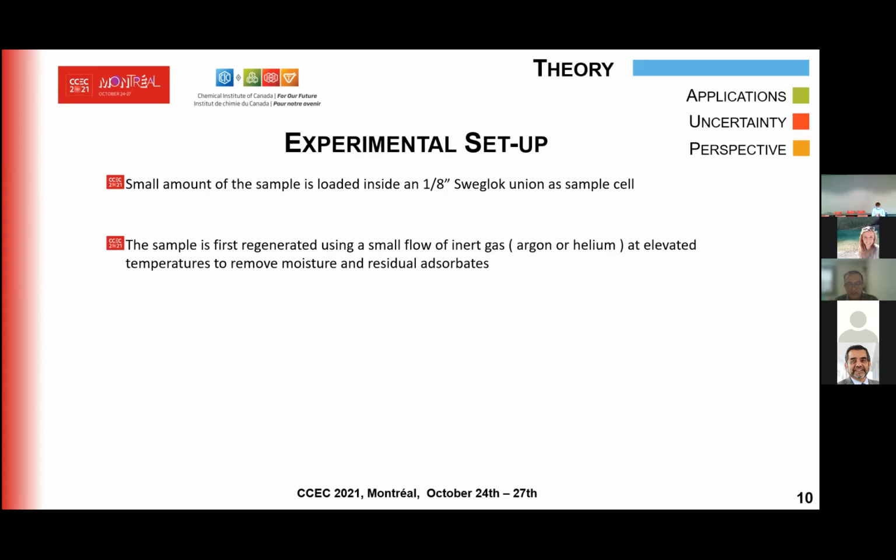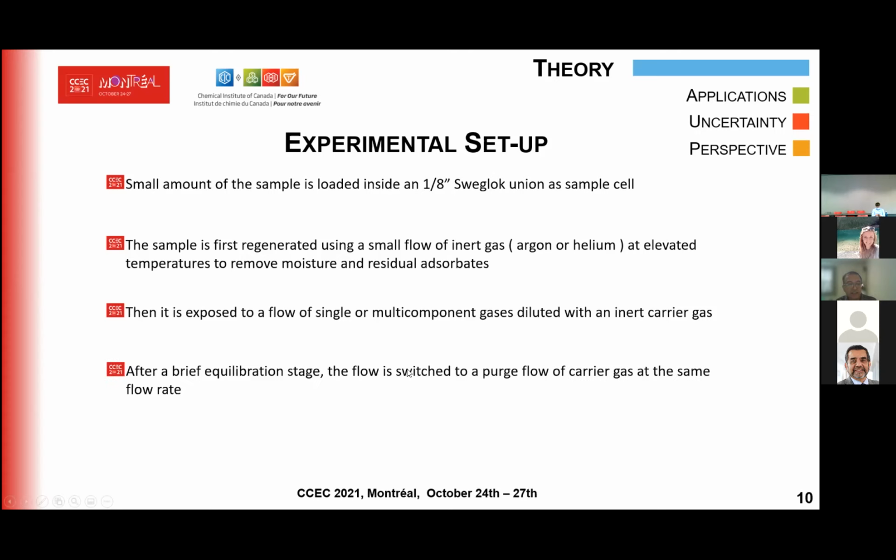The sample is first regenerated using the flow of inert gas, could be argon or helium usually, at elevated temperatures to remove not only the moisture, but also the residual impurities and the adsorbents. And then it is exposed to a flow of single or multiple component gases, which are diluted with a carrier gas, actually, an inert carrier gas, at low flow rates, usually about maybe 5 milliliters per minute or lower.